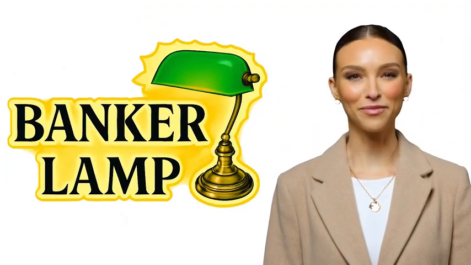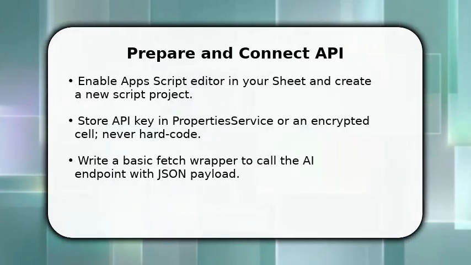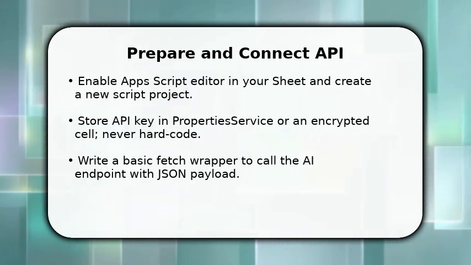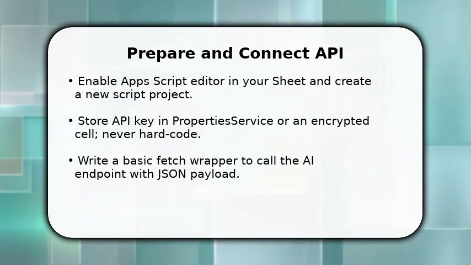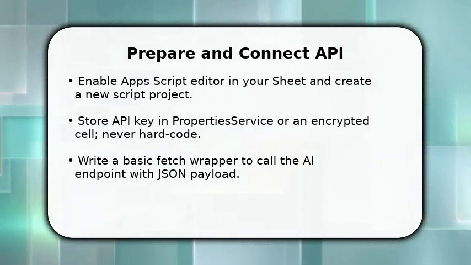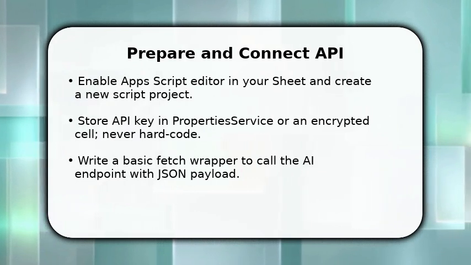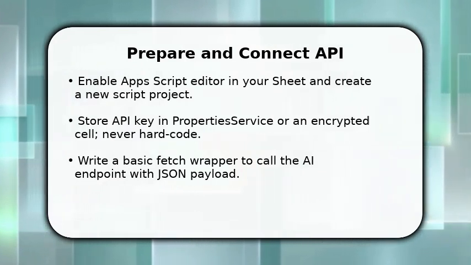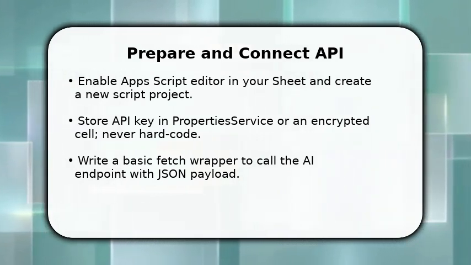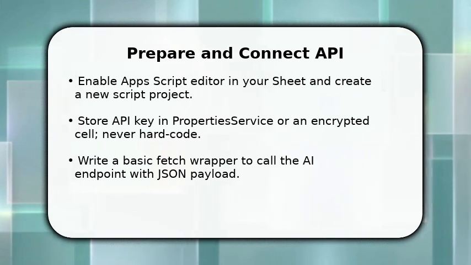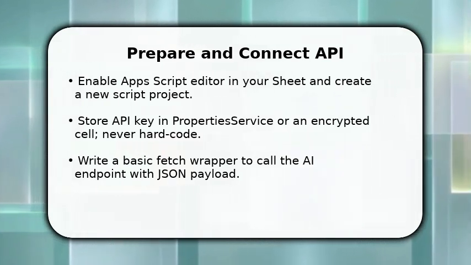Please enjoy the video. You start by preparing your environment, open the sheet, launch Apps Script, and create a new project. Once done, securely store the API key in Properties Service or an encrypted cell so you don't expose secrets. Then implement a minimal fetch wrapper that posts JSON to the AI endpoint and returns parsed results. This first actionable step gets you a working connection.